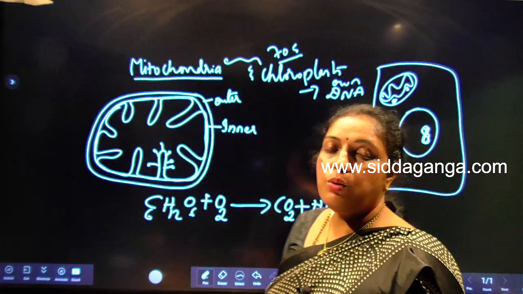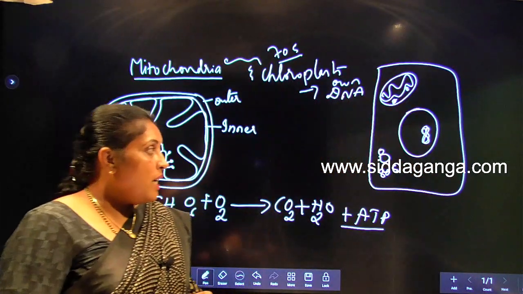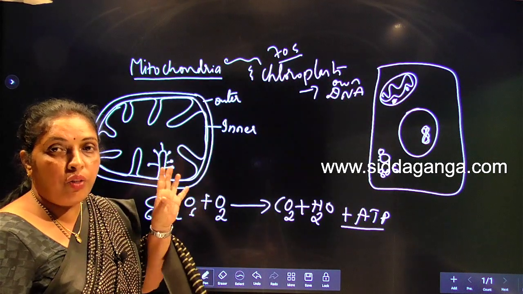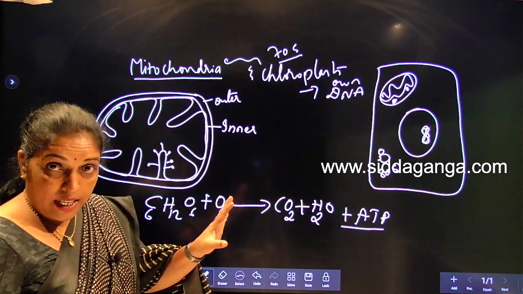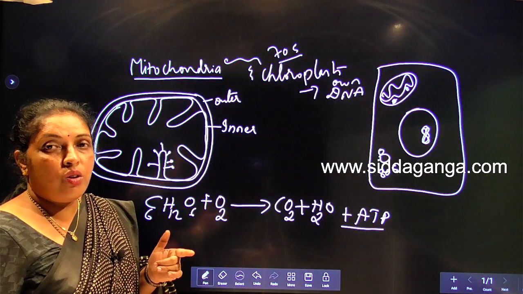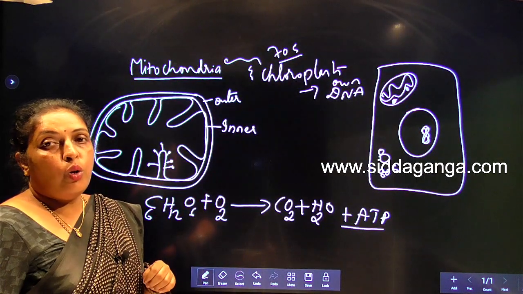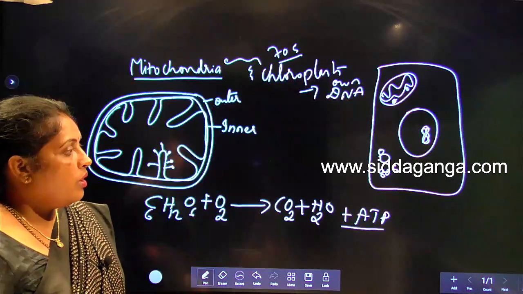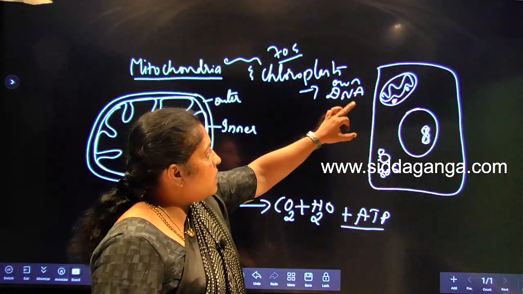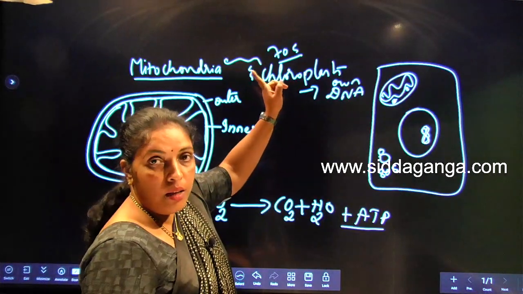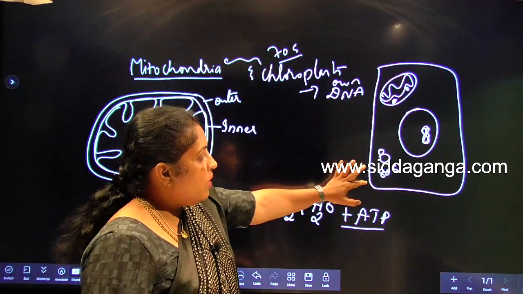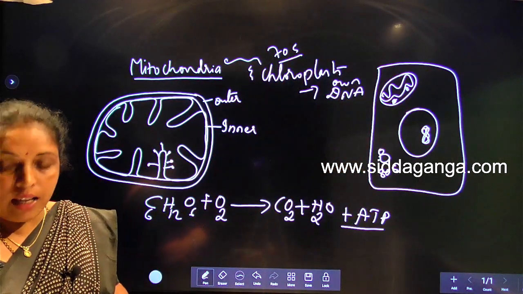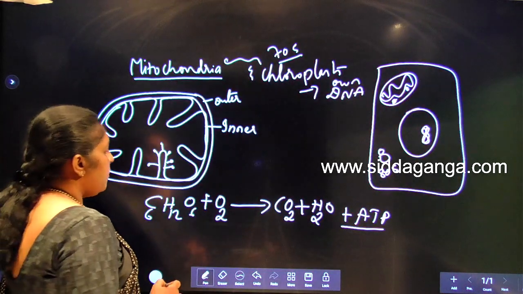Eukaryote cell ribosome, what size is it? It is 80S. Outside, in the cytoplasm of the eukaryote, we see 80S. But inside the mitochondria or inside the chloroplast, we see ribosomes with 70S. Understood? Ribosomes with 70S are present inside the mitochondria and chloroplast, whereas in the cytoplasm of eukaryotic cells, it is 80S. So this is about mitochondria.